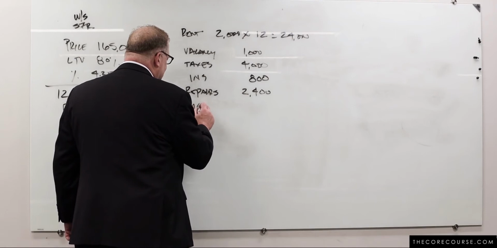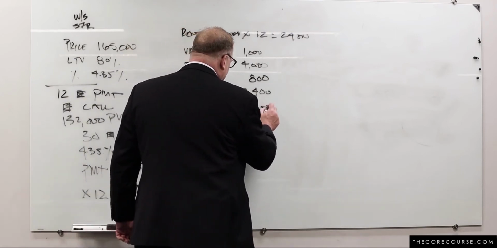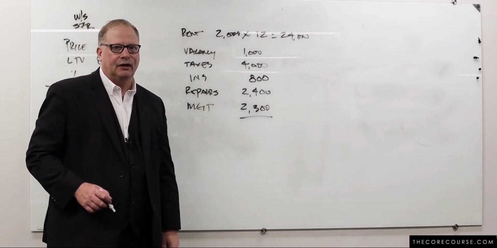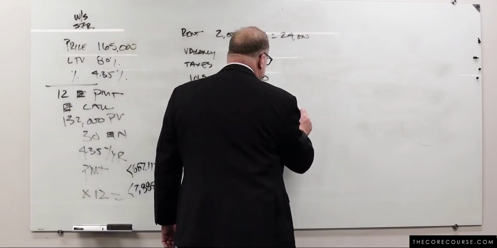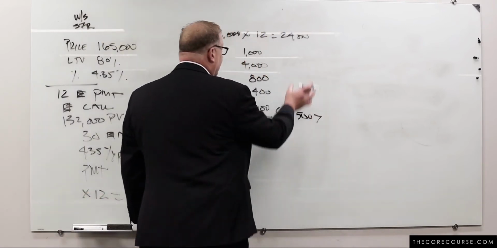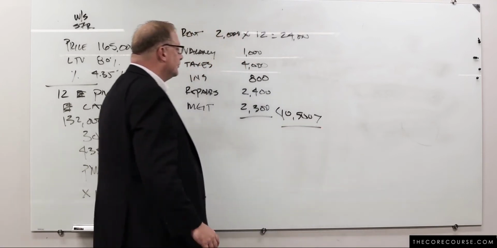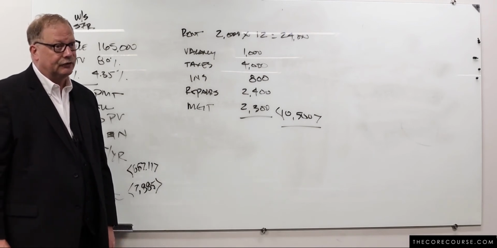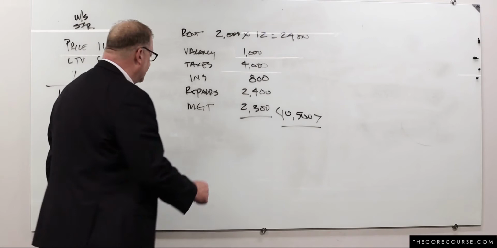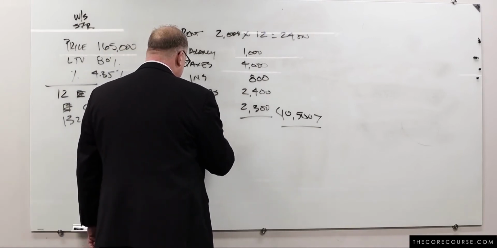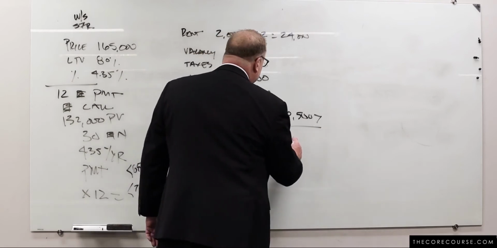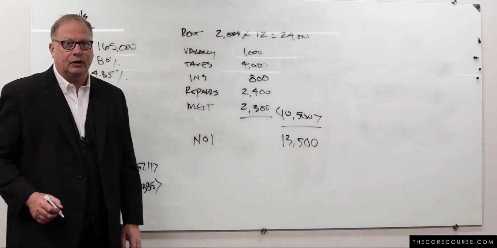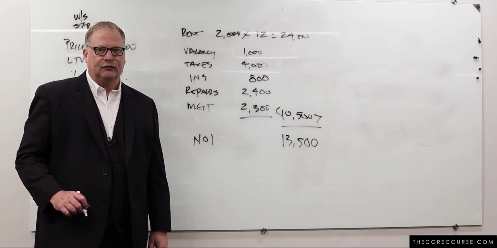So let's say management, 2,300, okay? So you get it. Now do this. Add these up. Give me a sum on the expenses. Okay, so what is the delta or the difference between 24,000 and 10,500? $13,500? So the net operating income on this property is $13,500.